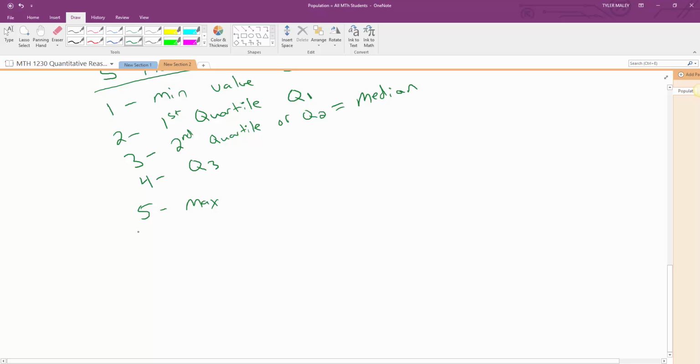So what this does is separates our data, right? The first quartile separates the bottom 25% of our data from the top 75%. The median, the second quartile, splits our data into the bottom 50% and the top 50%. Quartile 3 separates the bottom 75% from the top 25%, and so forth. So that's what this does.